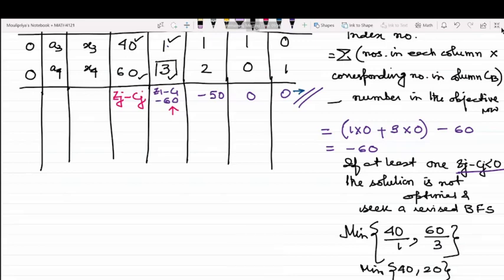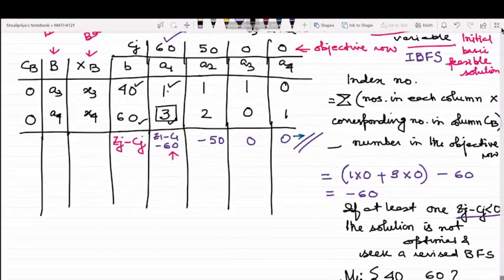So we get the minimum once we divide 60 by 3, corresponding to the A4 row. So now what would happen is A4 would be the departing vector. Am I correct with this? Am I correct till this?